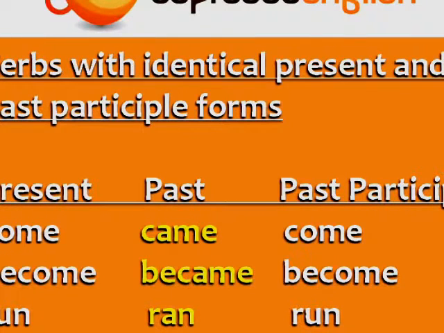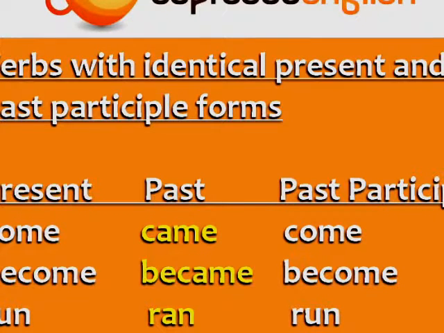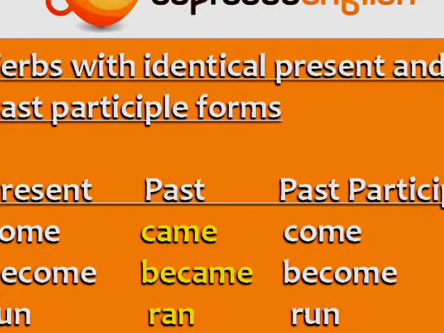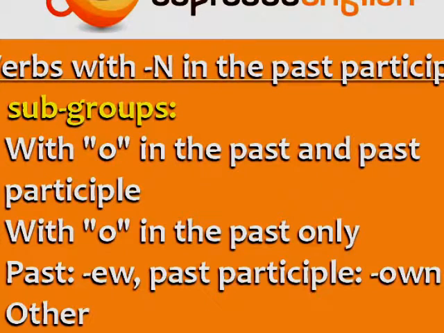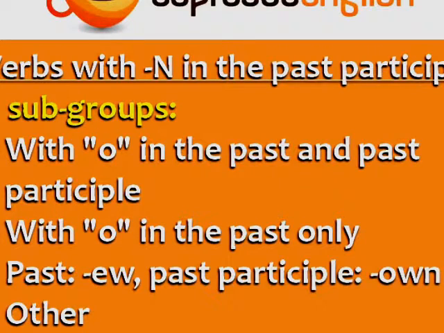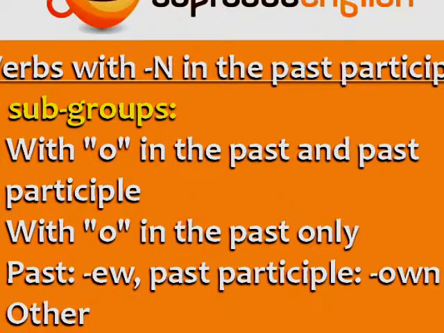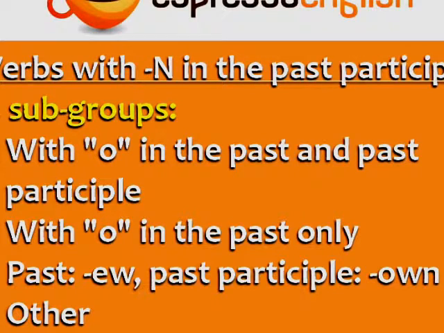The next group is verbs with identical present and past participle forms. The only different form is the past. Come, came, come. Become, became, become. Run, ran, run. A number of irregular verbs have n in the past participle. These can be divided into 4 subgroups: with o in the past and past participle, with o in the past only, verbs with the past form ending in ew and the past participle in own, and other.